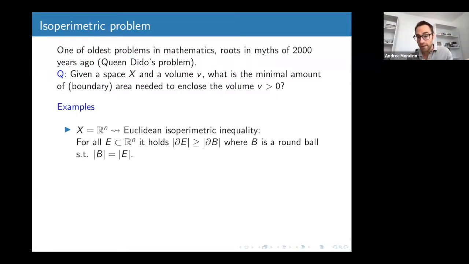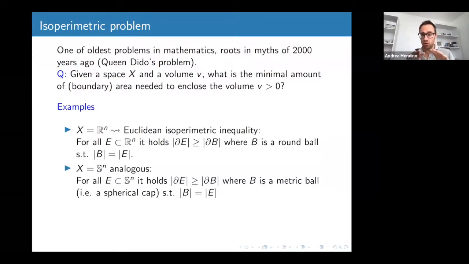Of course, when the space is the Euclidean space R^n, then we have the Euclidean isoperimetric inequality, which tells us that if we take any set of finite perimeter, or say with smooth boundary, that is good as well, then you can bound the perimeter of this set from below with the perimeter of a round ball having the same volume as your set.